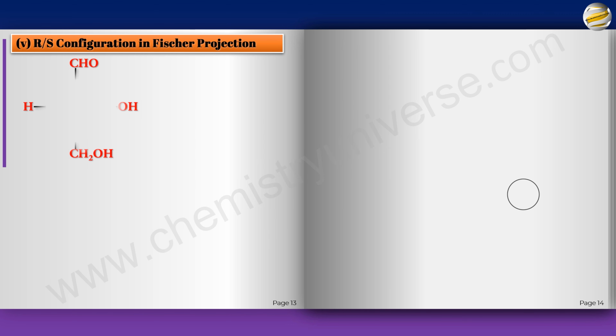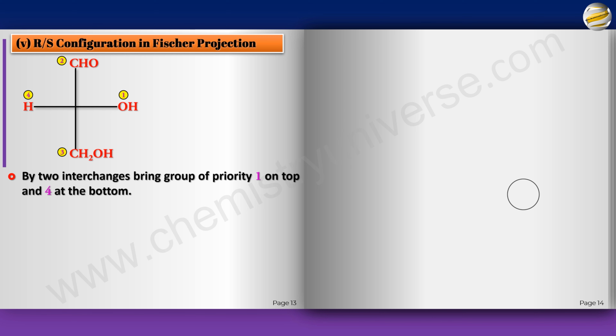Alright, now let's give it to the Fisher projection, which is perhaps the simplest. So whenever you get a Fisher projection, it doesn't matter which group is where. Give priorities. Now what do you do? Now you have to make 2 interchanges. Remember we discussed, even interchanges give you the same, odd interchanges give you the mirror image. Make 2 interchanges, but do it in such a way that you bring 1 on top and 4 at the bottom.